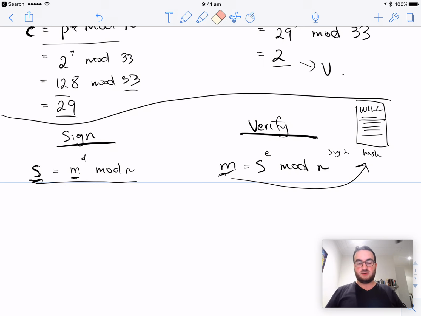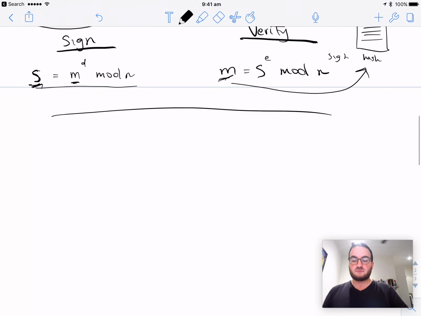So that's a really cool application of RSA. It's digital signatures. It's used absolutely everywhere, including in your browser, to make sure that you're communicating with the right person, because every certificate in your browser is signed using exactly this process.